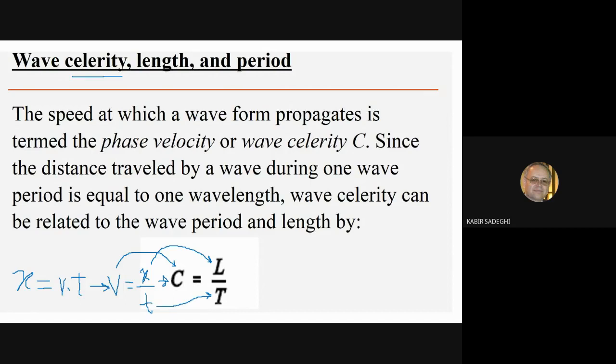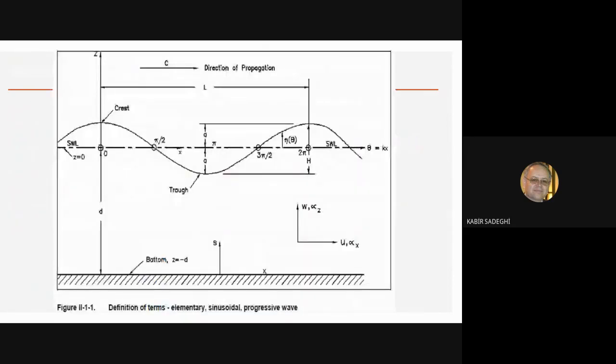Actually, this is for one wave from crest to crest point. From here to here. You see the length between these two points, or distance, is L. And C shows the celerity, which shows the wave propagation velocity in this direction.